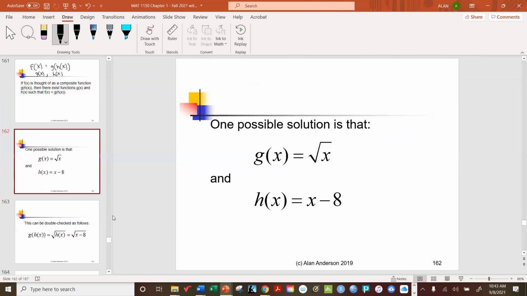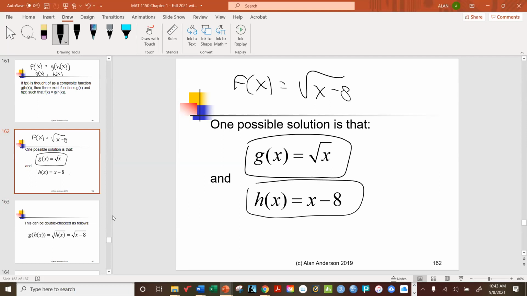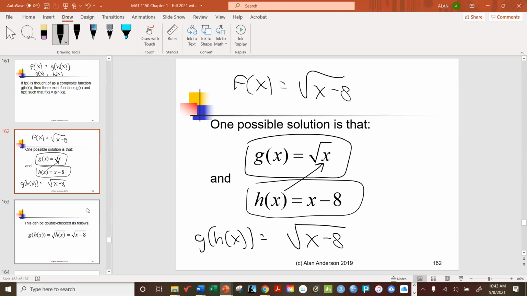Now, since f of x was radical x minus 8, if these are the original functions, you can see g of h of x would be radical x minus 8, because what's happening is that h of x is being substituted for that x. So that means we figured out that this f of x is a composite function consisting of g of x is radical x, and h of x is x minus 8.